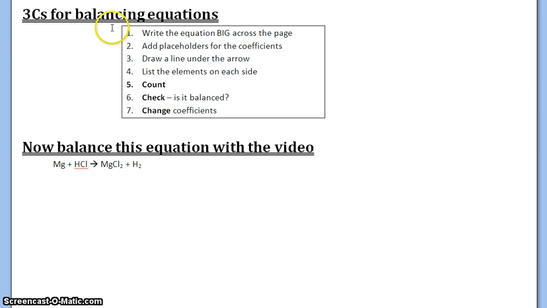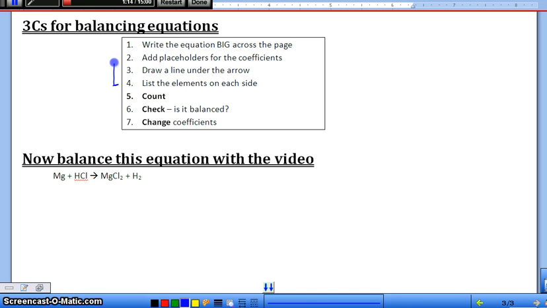These are my system of 3 C's for balancing equations. We count, check, and change. Before we do all of that, we've got to get everything set up. And really, these first 4 steps, you can think of those as the setup. The setup. What a mess. Okay. So let's start setting up our equation here. We're going to balance magnesium plus hydrochloric acid makes magnesium chloride and hydrogen.